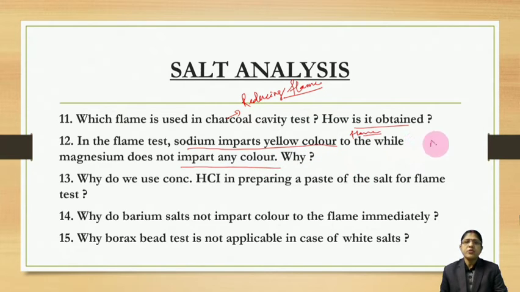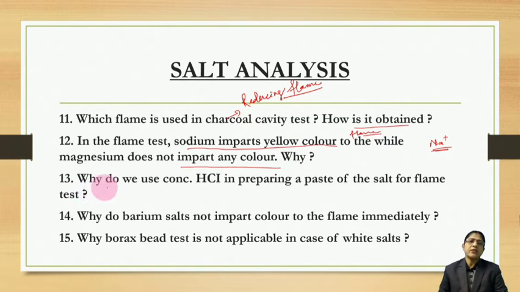But in the case of sodium, the ionization energy is low. So the energy in the flame is sufficient to promote the electron to a higher energy level. That is why yellow color is shown in the flame test.